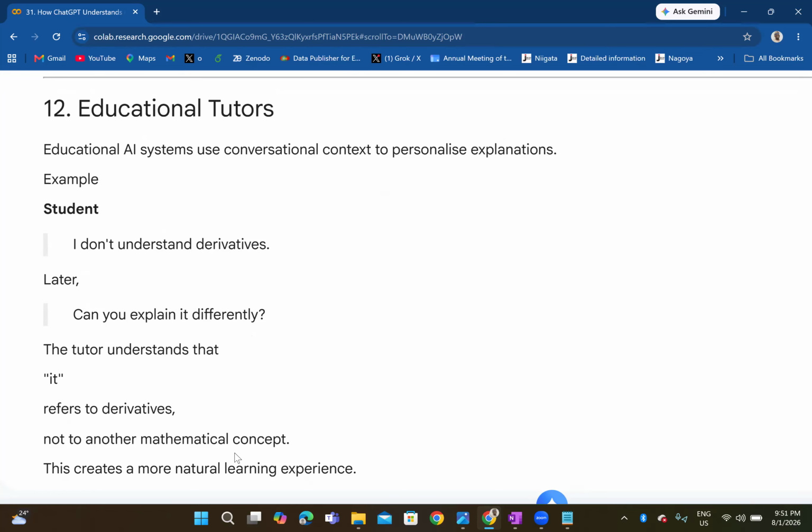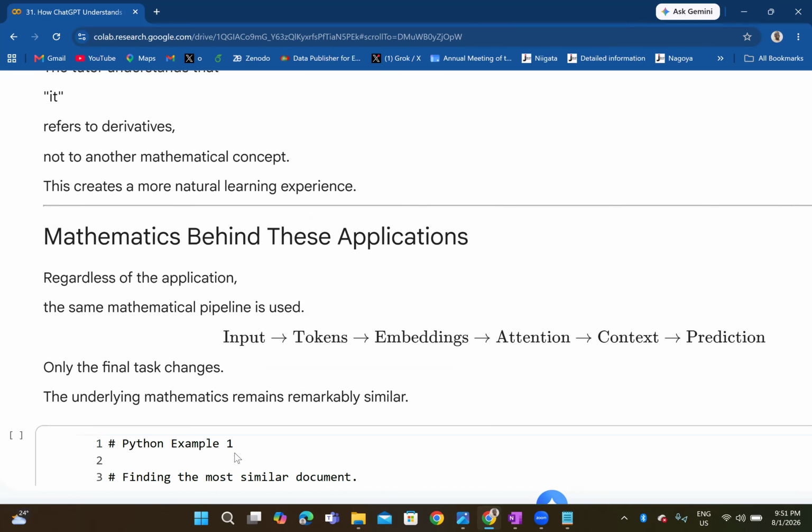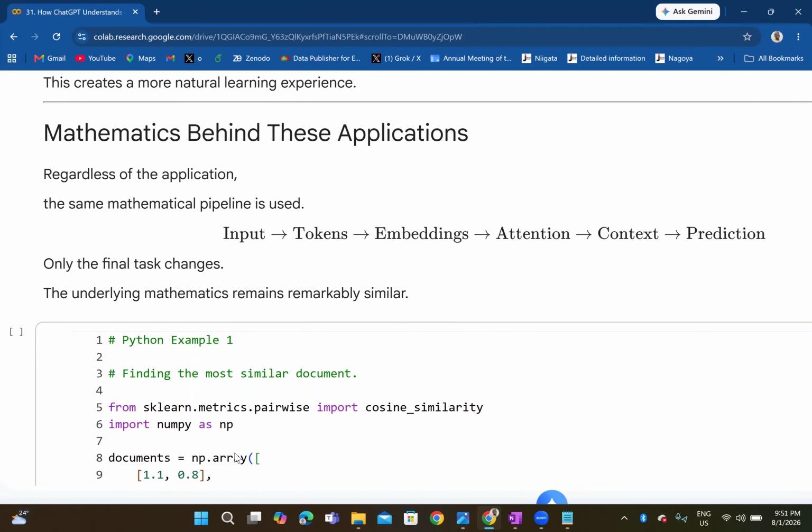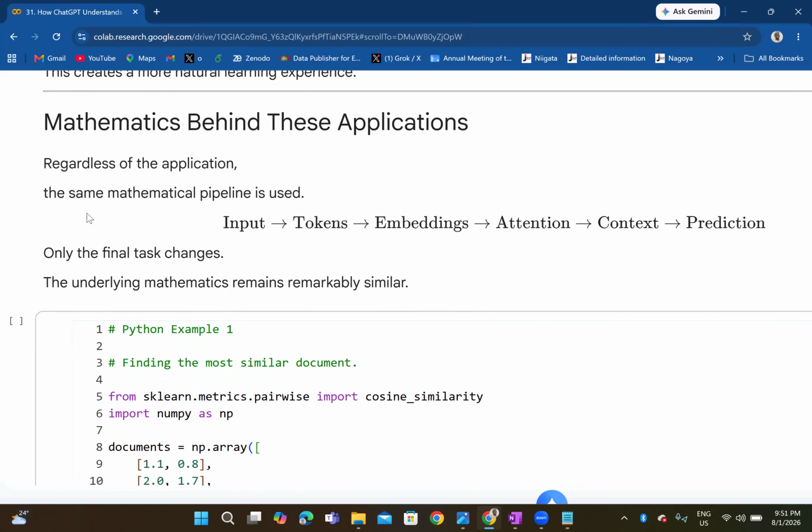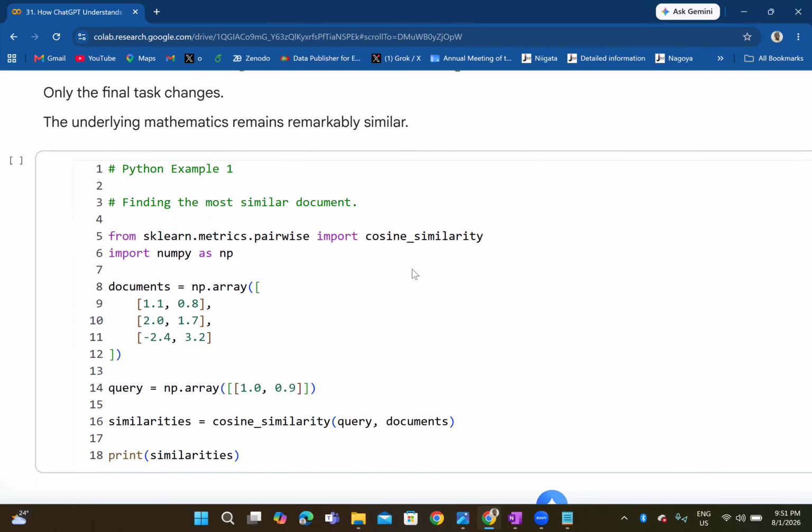So this creates a more natural learning experience. Then we talk about the mathematics behind these applications, right? Regardless of the application, the same mathematical pipeline is used. You have input, which is your prompt, then broken down into tokens, then embedded, attention scores computed, the context understood, and then the prediction is made. Only the final tasks actually change. So the underlying mathematics remains remarkably similar.